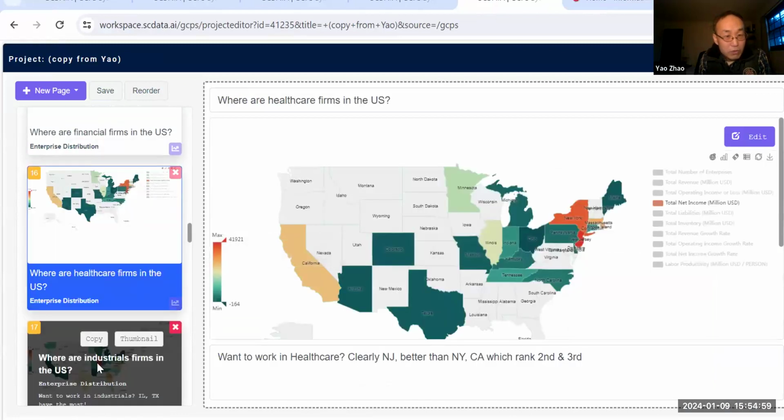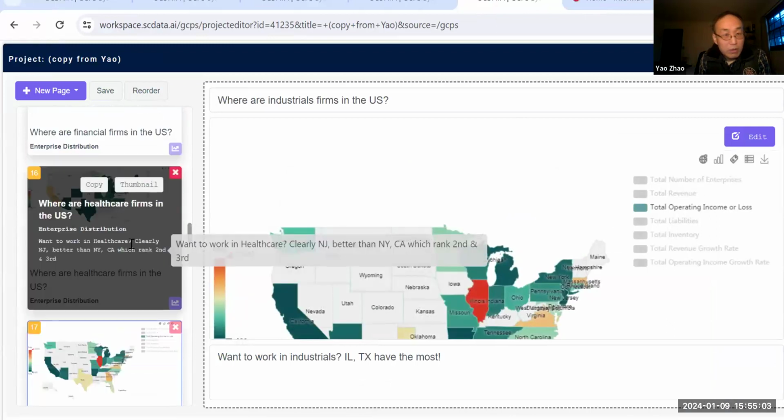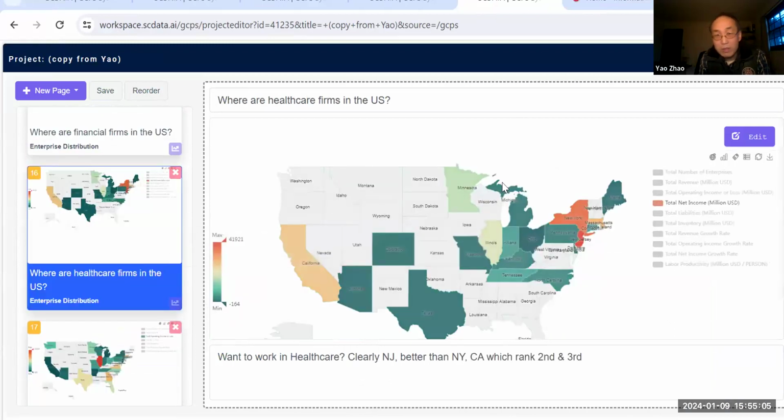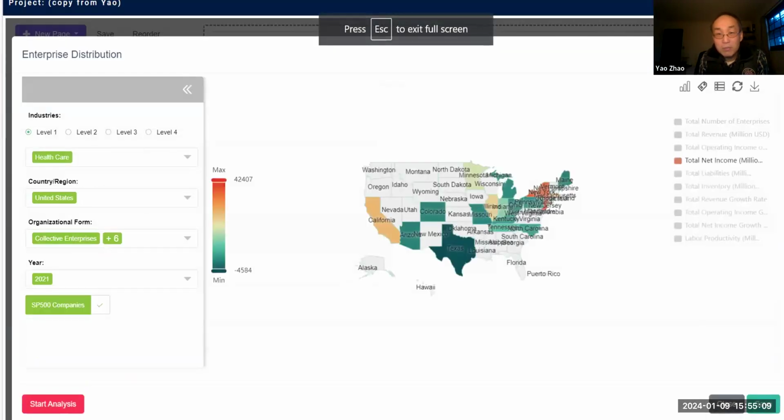Let me just use this one. Okay, let's see, where is that? Okay, here is the one. This is for the healthcare. Let me just edit it. Maximize. So here we go. So there's a lot of industry you can choose from.